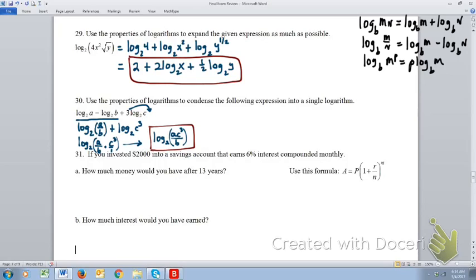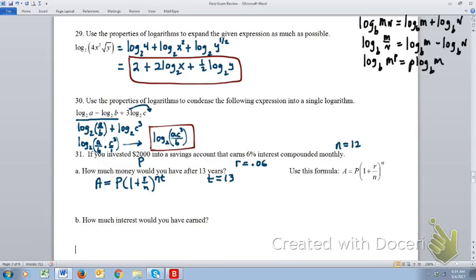Alright, let's look at number 31. So in this problem, we're using the formula here to the right. So let me write that out. And let's see, let's identify our parts. P would be the initial amount invested, and our interest rate, let's write that as 0.06. Since it's compounded monthly, that means 12 times a year they're applying interest to our account each month. So N is 12. So how much money would you have after 13 years?